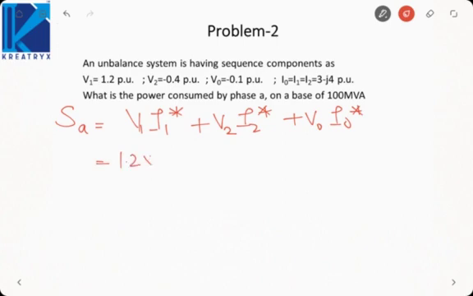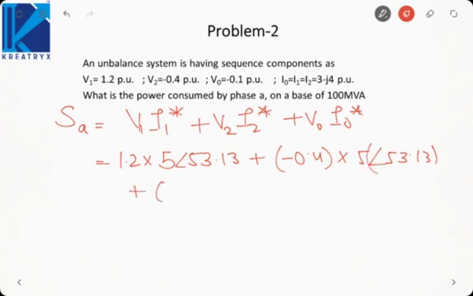Now V1 is 1.2. I1 conjugate will be 3 plus j4, that is 5 angle 53.13. Then V2 is minus 0.4 into 5 angle 53.13. Then V0 is minus 0.1, 5 angle 53.13. So this will be 0.7, how much will this come out to be? 0.7 into 5, that is 3.5 angle 53.13 degree pu.